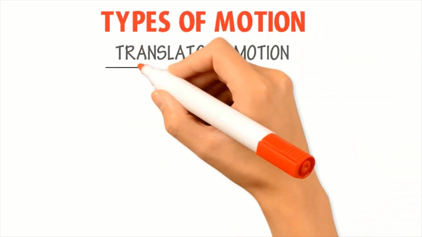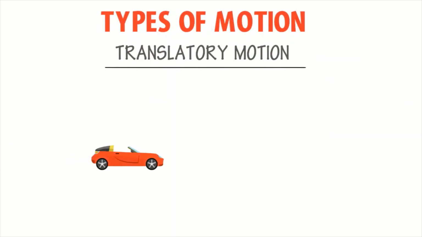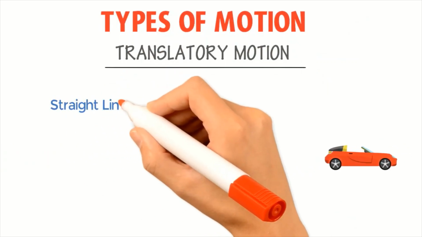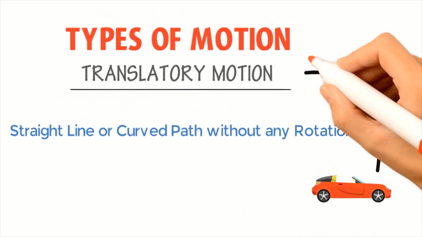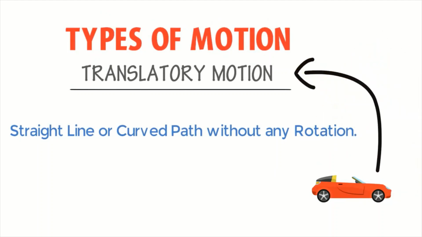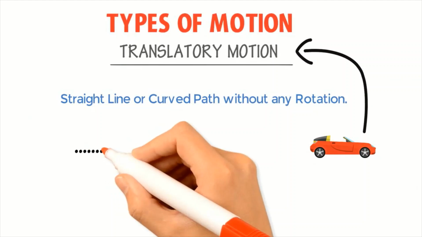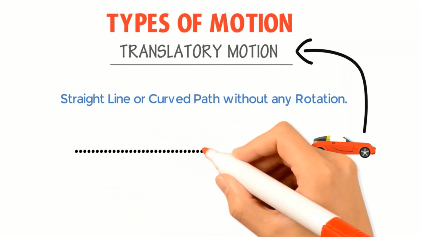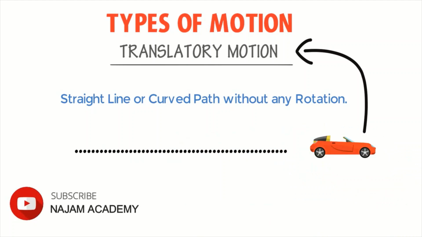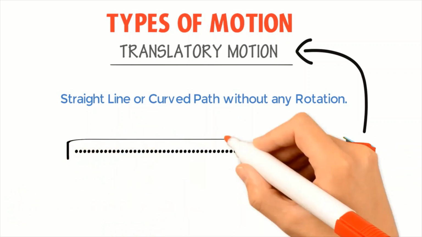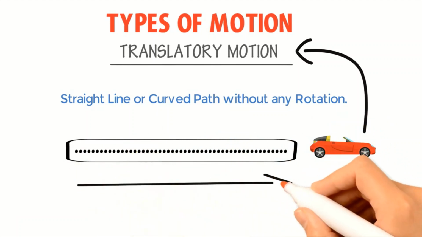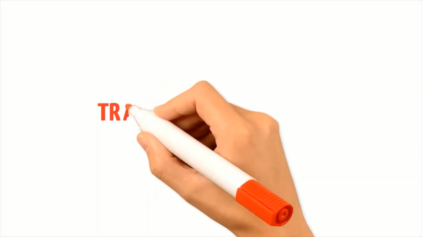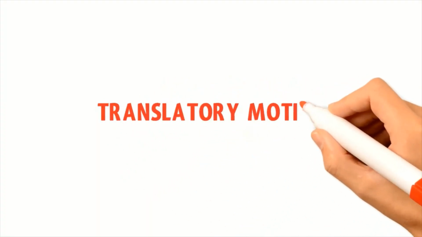First of all, let me teach you the concept of translatory motion. Remember that whenever you see any body moving along a straight line or a curved path without any rotation, we call such type of motion a translatory motion. Translatory motion means that the body translates every point throughout its motion. Or we can also say that each and every particle of the body moves parallel to each other across its motion. Translatory motion is further divided into three types.